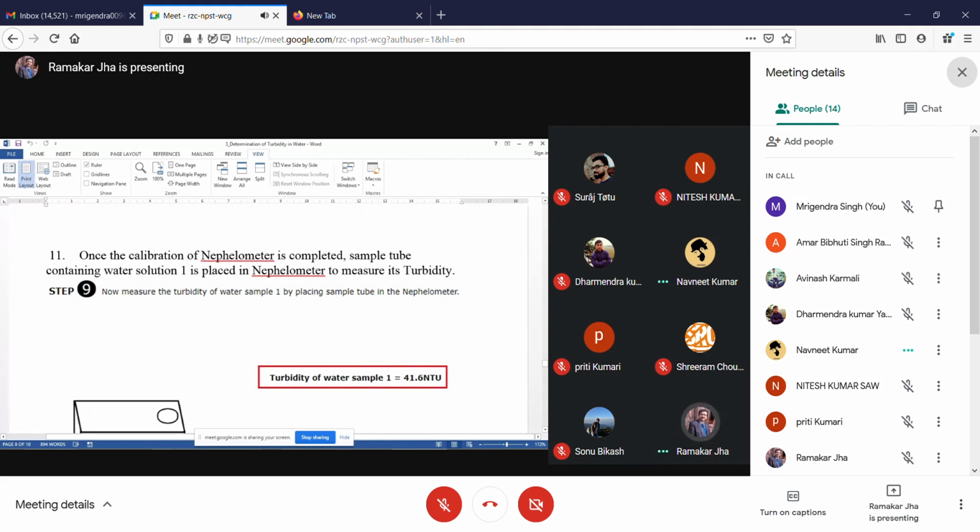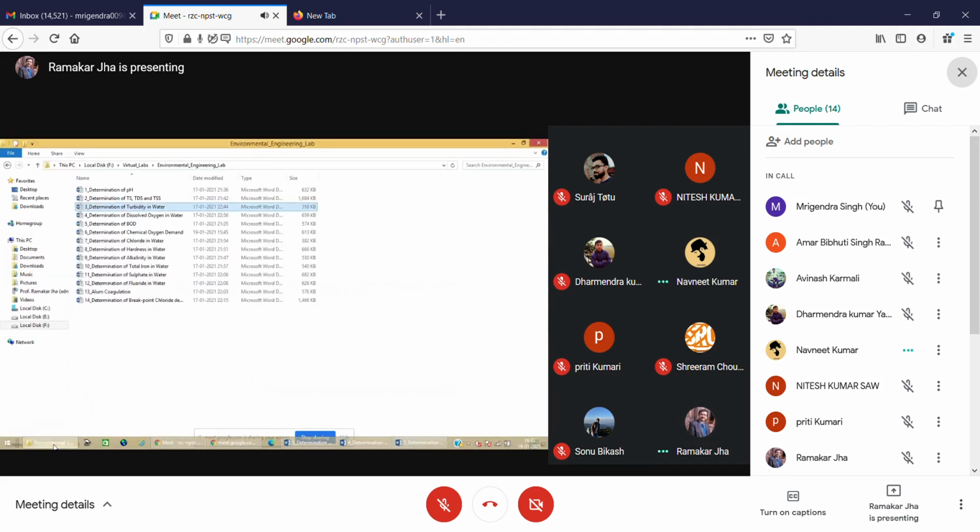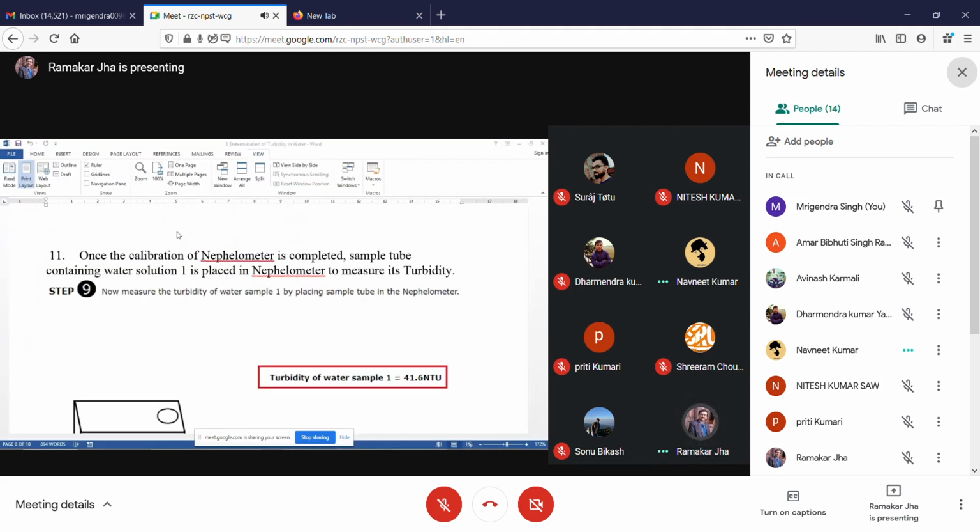So far we have seen BOH, total solids, turbidity, dissolved oxygen, and BOD. Today's last one will be chemical oxygen demand. We will go for COD measurement.